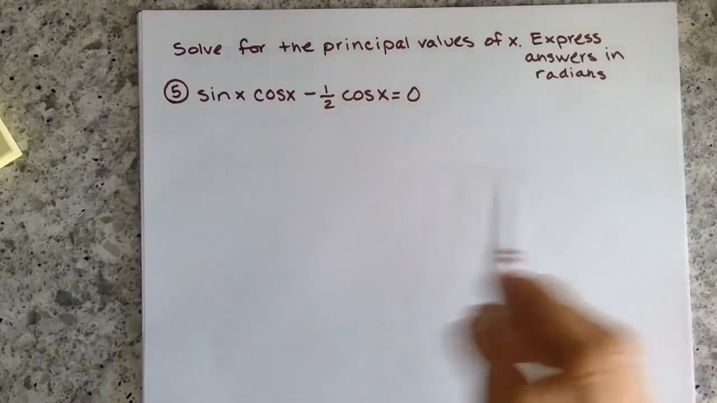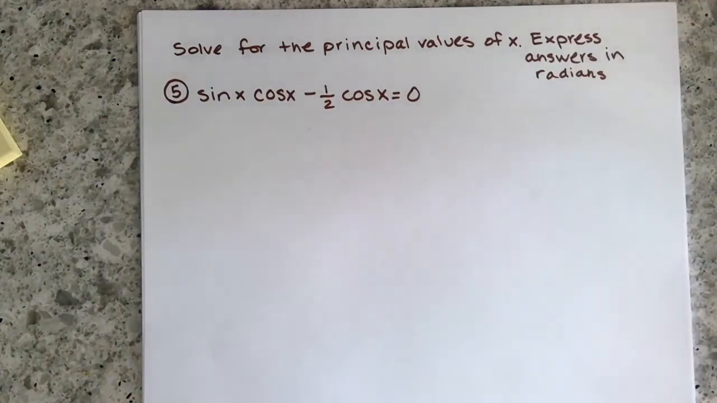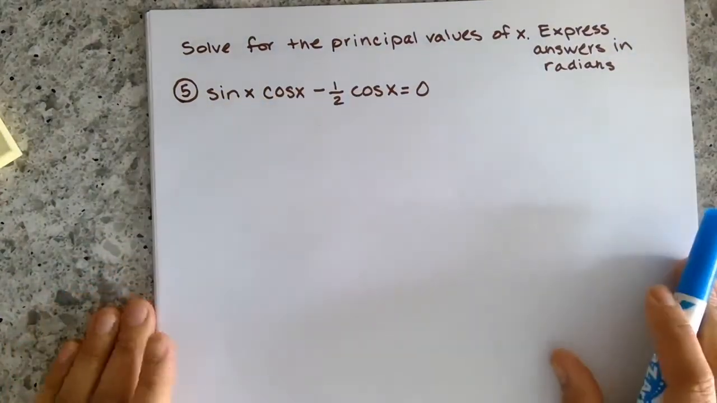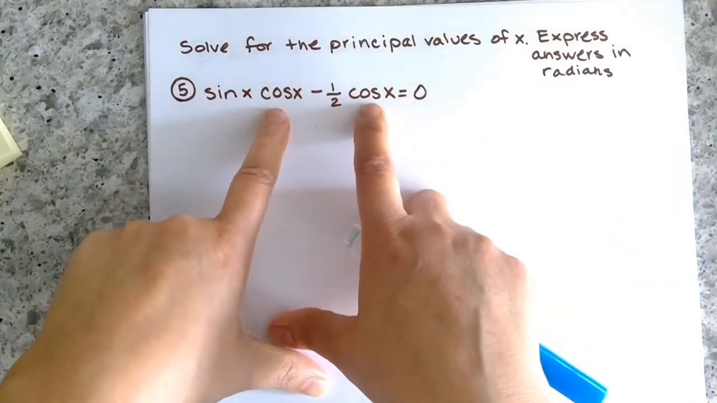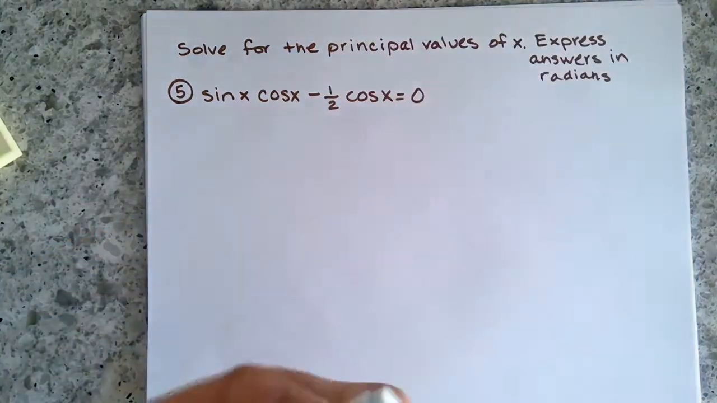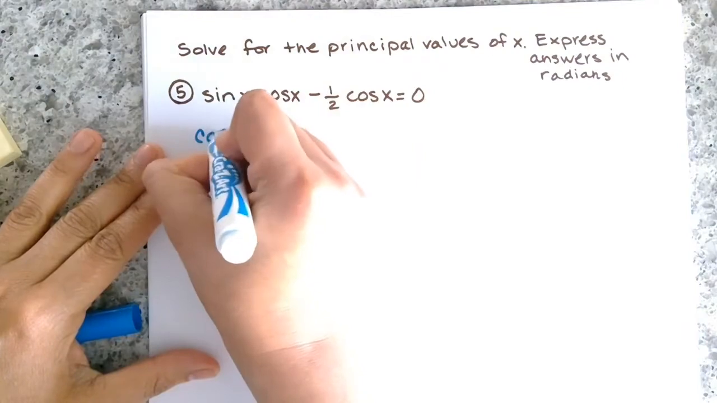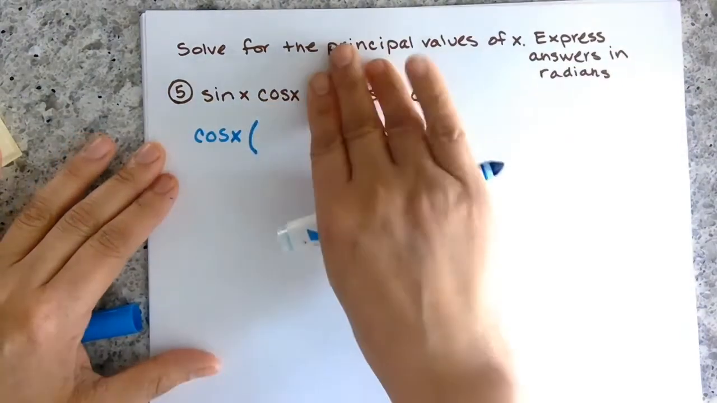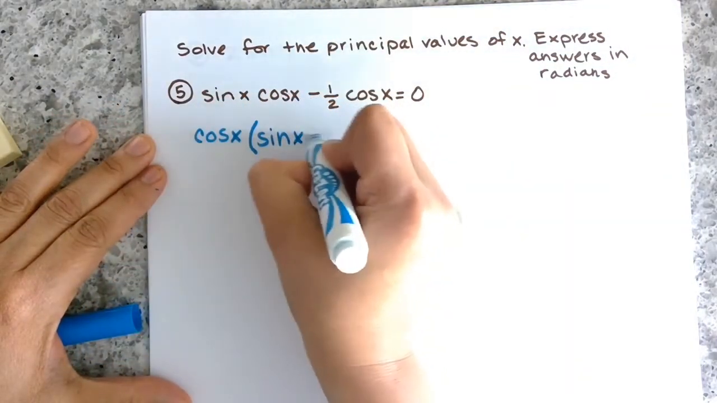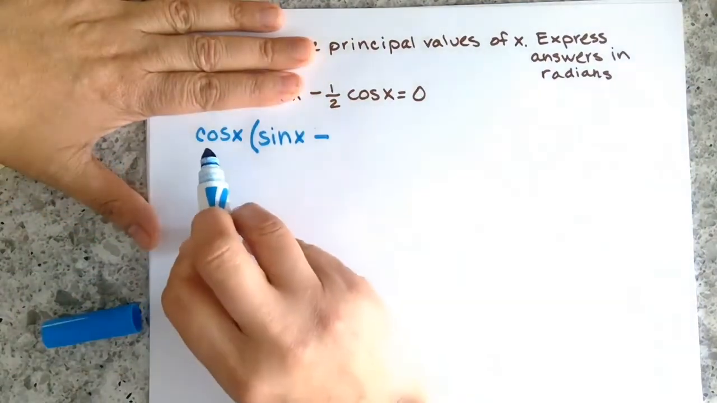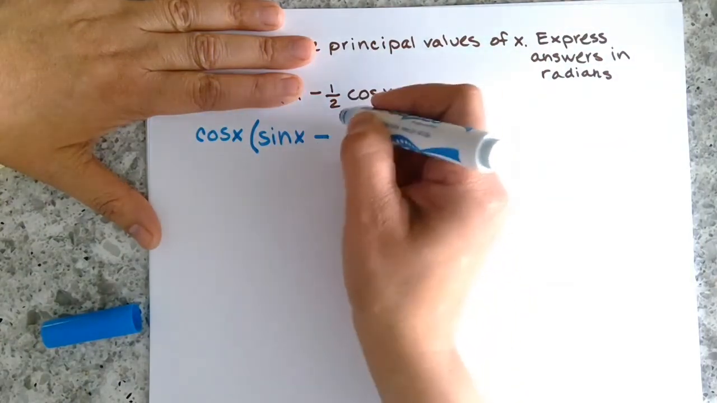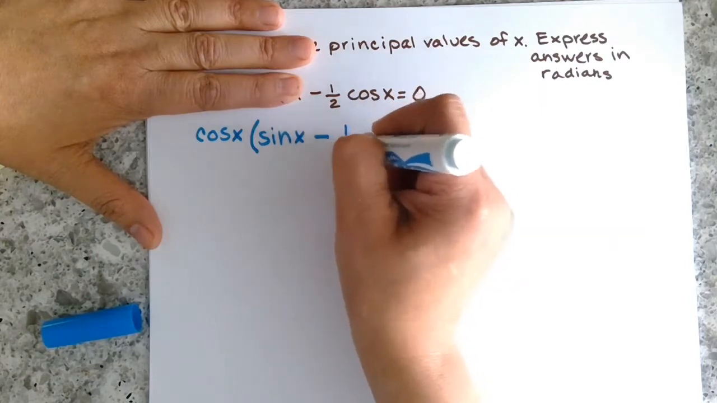Okay, so now the problems start getting a little bit more difficult. So in this case, way too many trig functions. So how do we isolate it? What do we get rid of? Well, if we notice, there is a cosine of x in both of these. So if there's a cosine of x in both of these, we're going to try to factor that out. So we're going to say cosine of x. So cosine of x times what would give you sine x cosine of x? Well, just sine x. Minus. Cosine of x times what is going to give you negative 1/2 cosine of x? So just a 1/2.